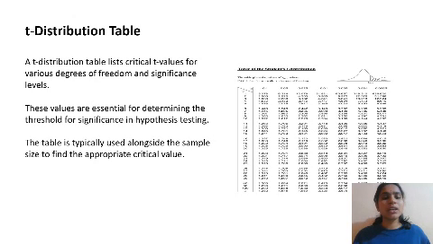t-distribution table. A t-distribution table lists the critical t values for various degrees of freedom and significance levels. These values are essential for determining the threshold for significance in hypothesis testing. The table is typically used alongside the sample size to find the appropriate critical value.